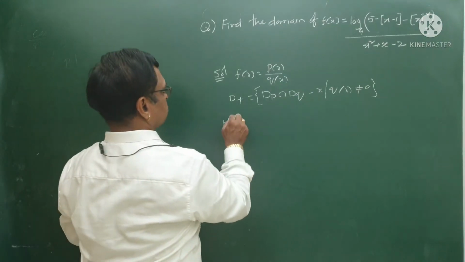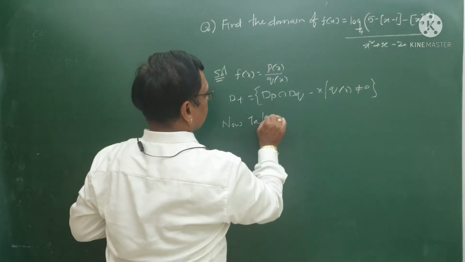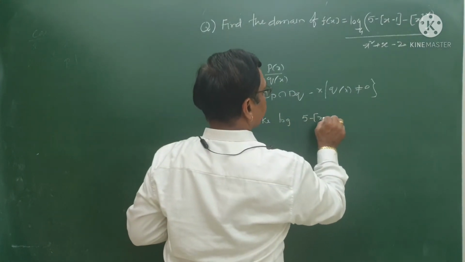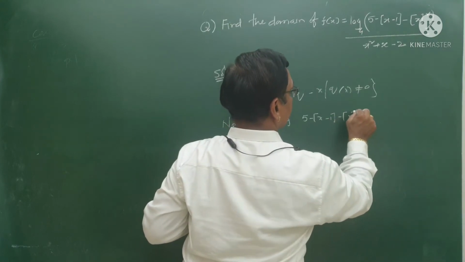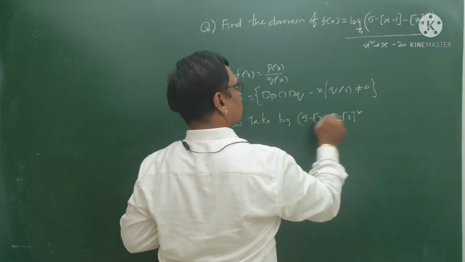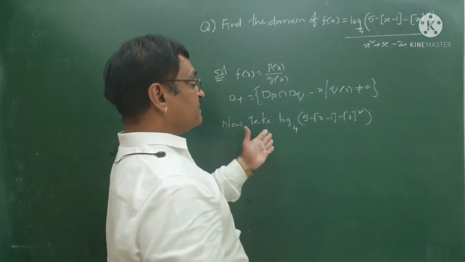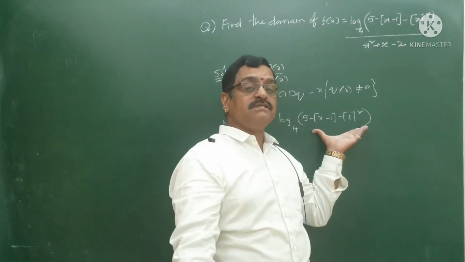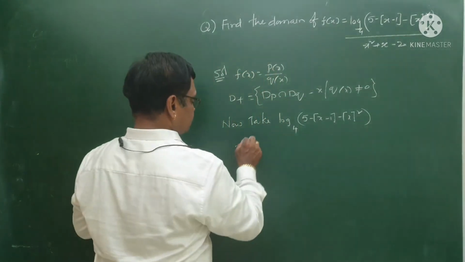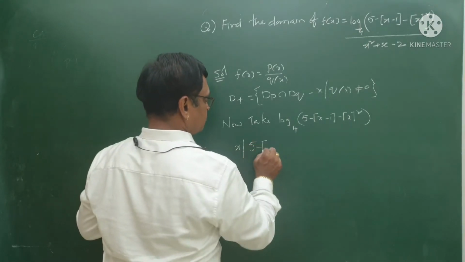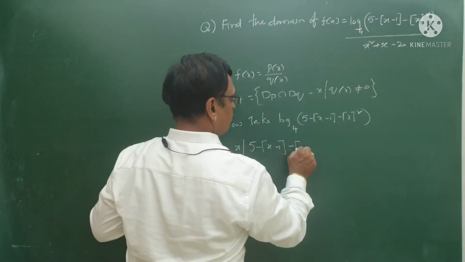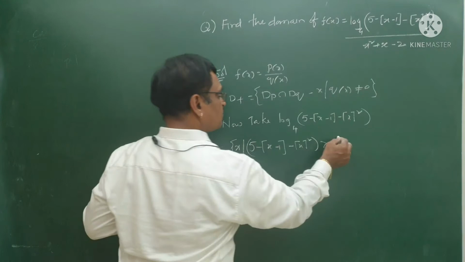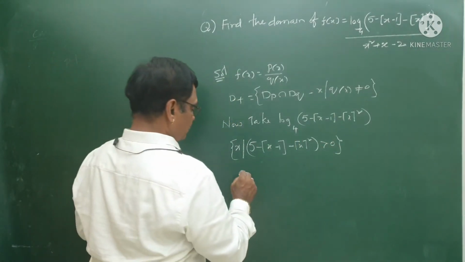Okay, now take log of 5 minus integral part of x minus 1 minus integral part of x square, base 4. Since it is a log function, obviously this expression must be more than 0. That's all. Therefore, x such that 5 minus the integral part of x minus 1 minus the integral part of x square is positive. So take that one separately and simplify it.